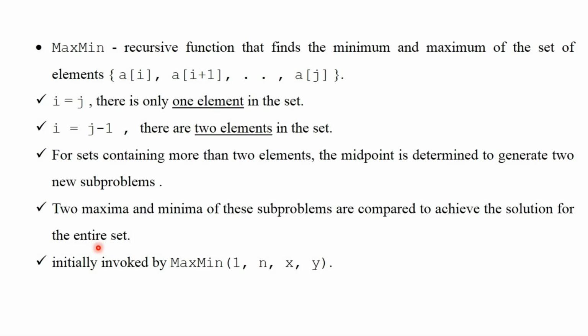That is the initial input set of elements. When we call this function initially, the i value will be 1 and the j value will be n. That means we are going to find the solution to the entire set of elements, starting from the first element until the nth element.